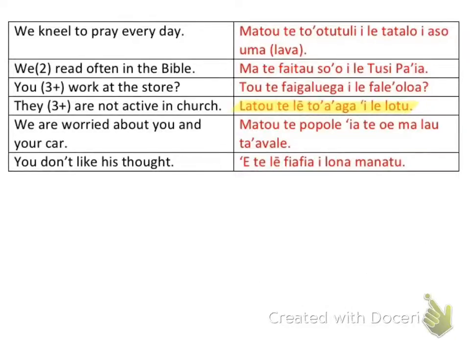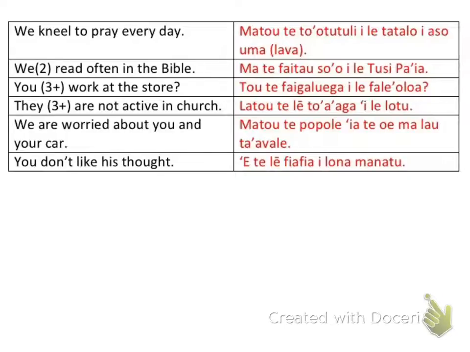So moving on to our next sentence, we are worried about you and your car. I didn't really explain this one, but we are worried about your car. This is probably not including the person that you're talking to. You're probably saying exclusively, like our family is worried about you, or me and my friends are worried about you and your car. So that would probably be an exclusive version of we, so it'd be mato te papole ya te oe malau ta avale. So hopefully you said something close to that, if not that.